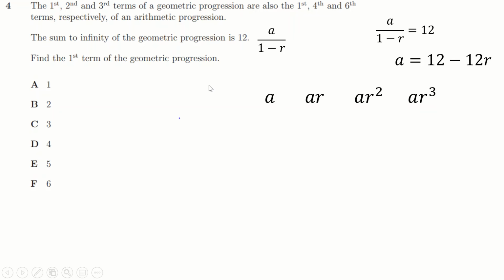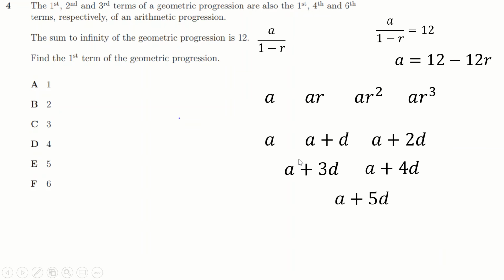An arithmetic progression goes a, plus some number d, and then you add another d, and then you add another d, and so on. So that's an arithmetic sequence: first term, second, third, fourth, fifth, sixth. And apparently the first term of the geometric is the same as the first term of the arithmetic. That's why I've called them both a. The second term of the geometric is the same as the fourth term of the arithmetic, so those two are the same. And likewise, the third term of the geometric is the sixth term of the arithmetic, so I get this as well.